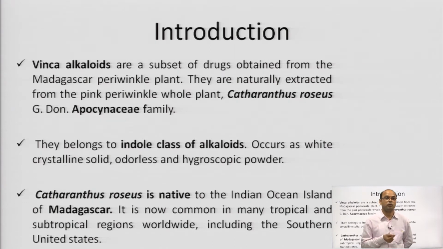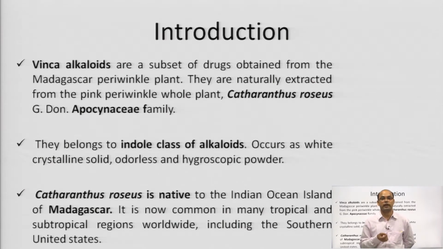Chemically, if you look at the structure, they belong to the two basic nucleuses we have seen, catharanthine and vindoline. Here we can classify it in the indole class of alkaloids. Physically, the alkaloid occurs in the form of a white crystalline solid. It is odorless, it does not have any odor, and it is a hygroscopic powder. Hygroscopic means it absorbs moisture from the atmosphere.